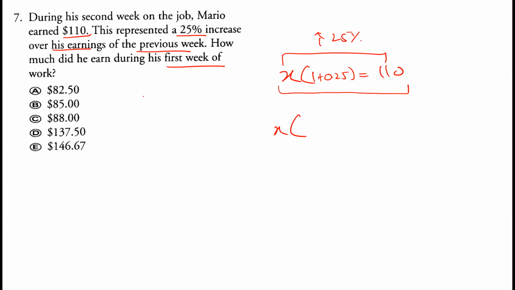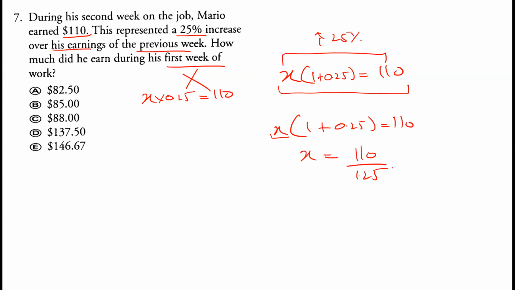Now most of the students might do this: X multiplied by 0.25 equals 110. That is totally wrong. We need to add 1 because there's an increase. Initially it was X, now it is increasing by 25%. So X multiplied by 1.25 equals 110. So X equals 110 divided by 1.25. So we need to find out this number. Let's find out 110 divided by 1.25.